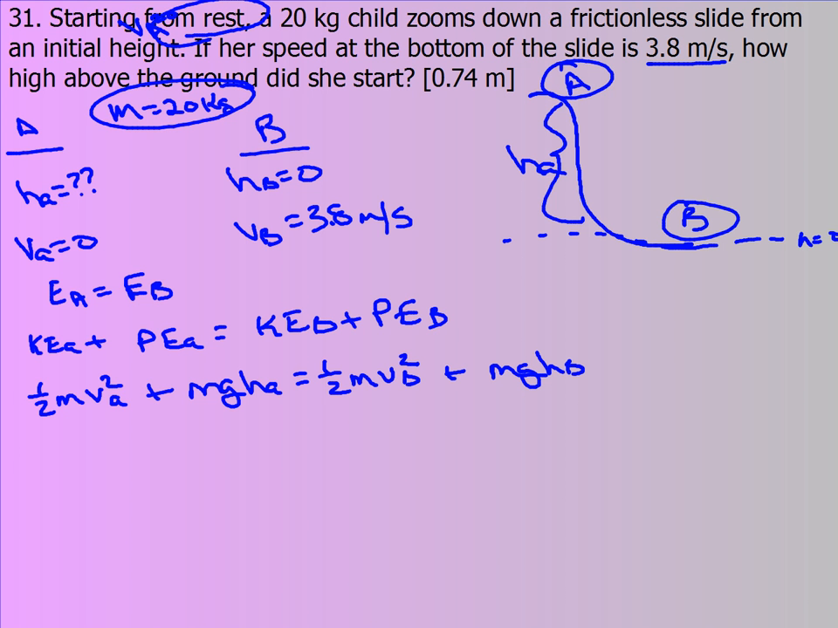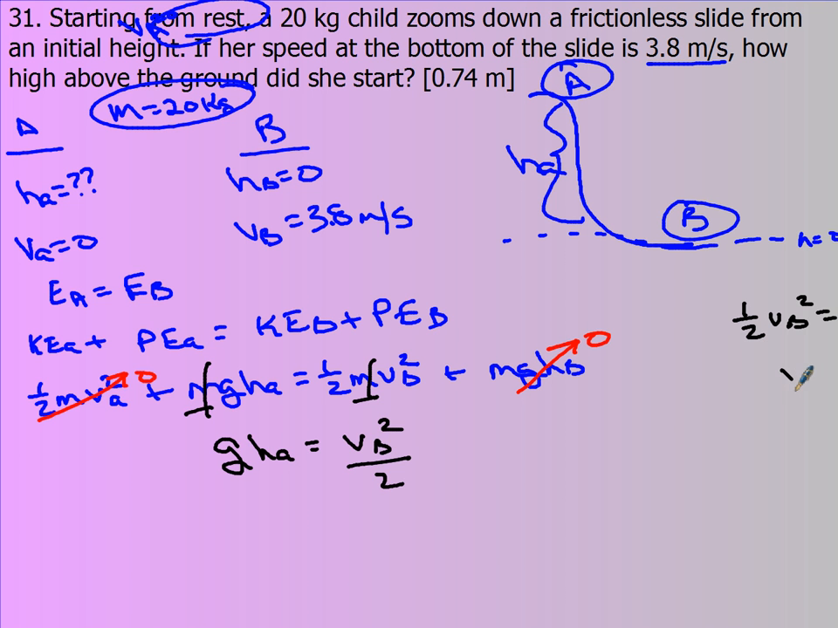At this point in time, come through and make your zeros. I know the velocity at A is 0, so this whole term goes to 0. I know the height at B is 0, so this whole term goes to 0. I just love doing that. Isn't that fun? Now, I see I have a mass in each term, so those will cancel. So I have g hA is equal to vB squared divided by 2. Remember, 1/2 vB squared is the same thing as vB squared over 2. Those are equivalent.